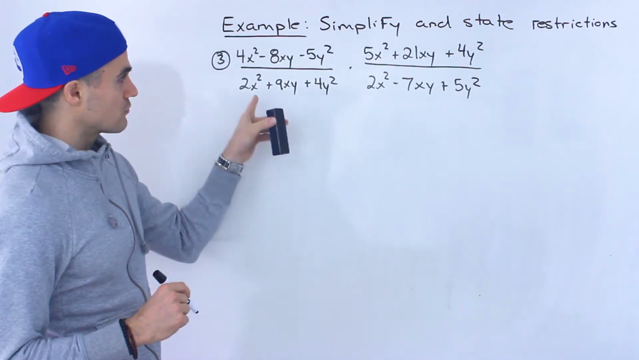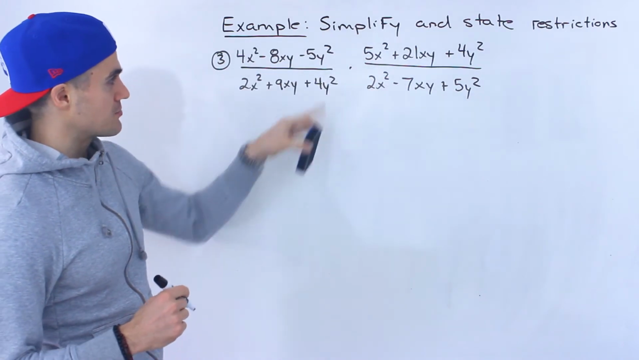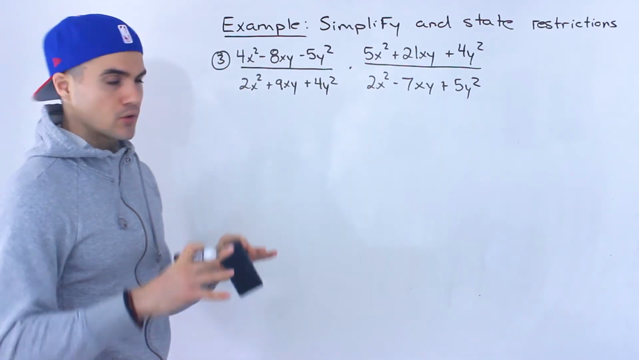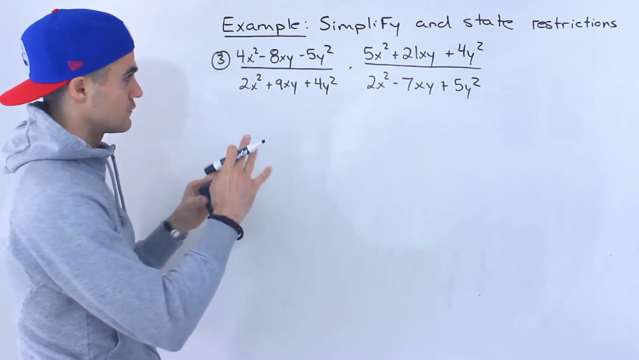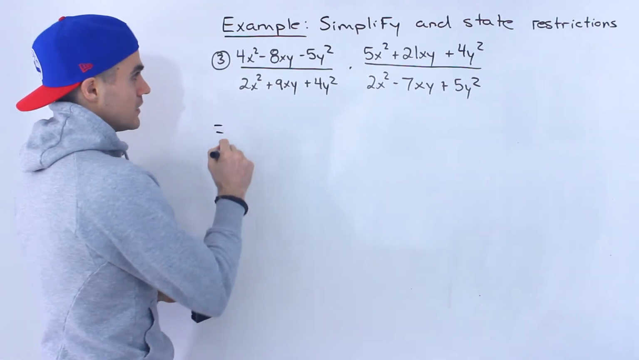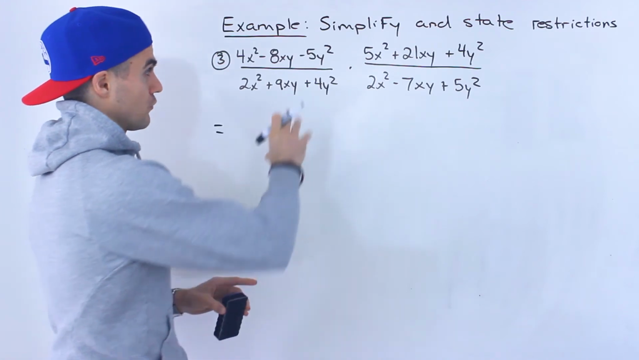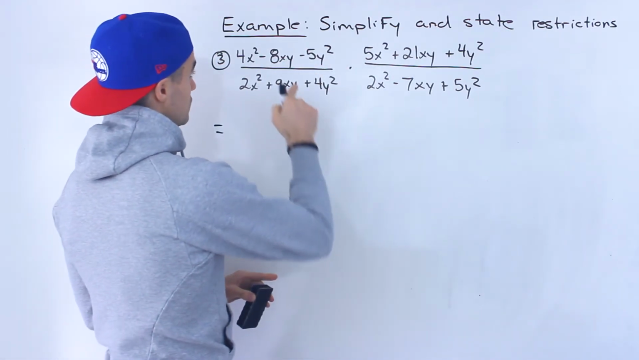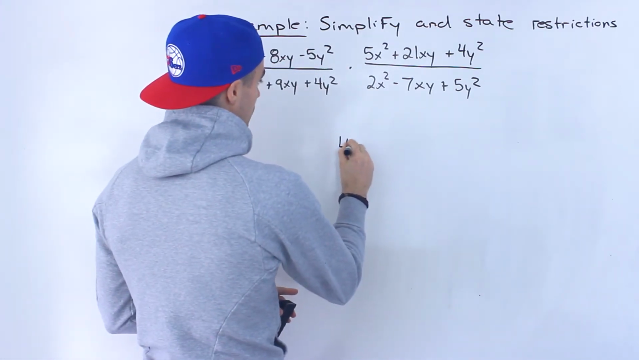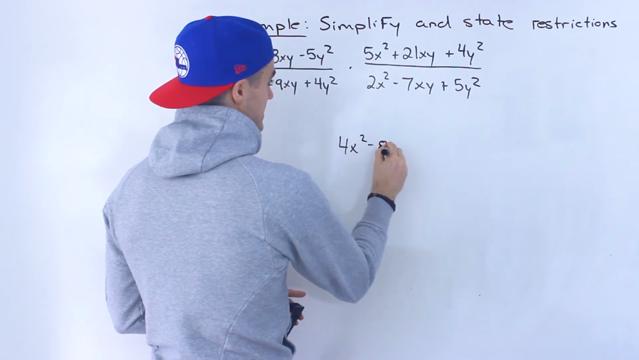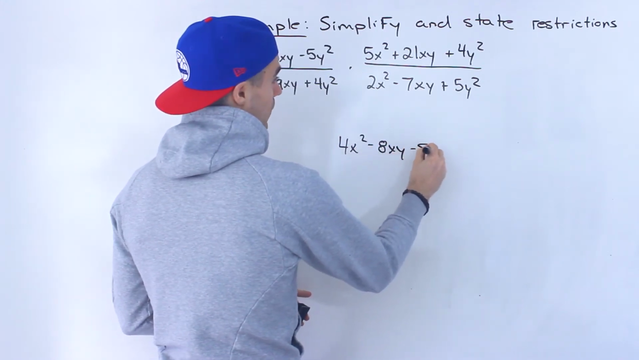And then finally, number 3, we have this giant expression over here. So going to follow the exact same steps. First, I'm going to factor. So let's see if decomposition works for each of these. Let's see if they actually do factor. So starting with this one, we got 4x squared minus 8xy minus 5y squared.